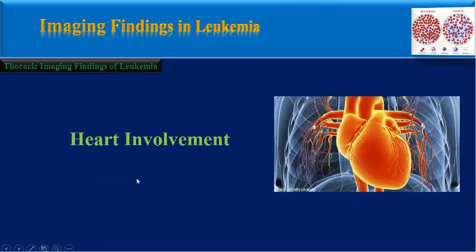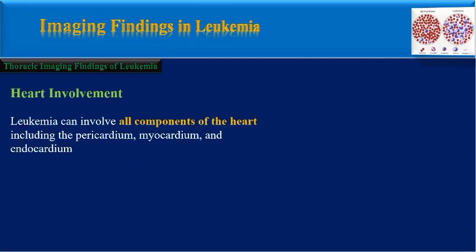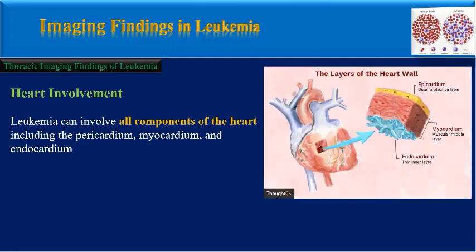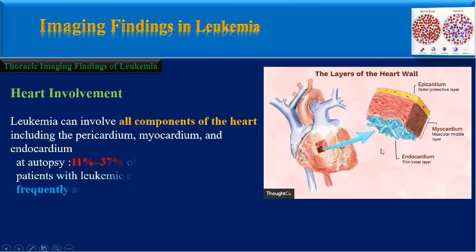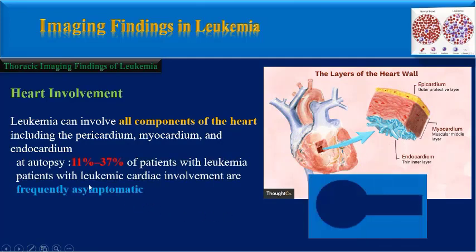The last section in this part of thoracic imaging findings of leukemia is heart involvement. Leukemia can involve all components of the heart, including epicardium, myocardium, and endocardium. At autopsy, about 11 to 37% of patients with leukemia have heart involvement. Patients with leukemic cardiac involvement are frequently symptomatic.